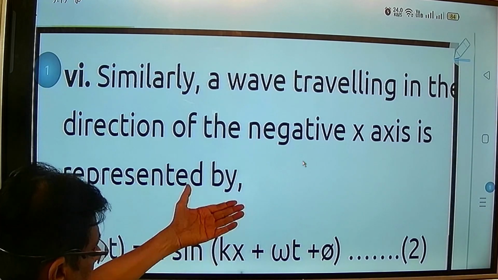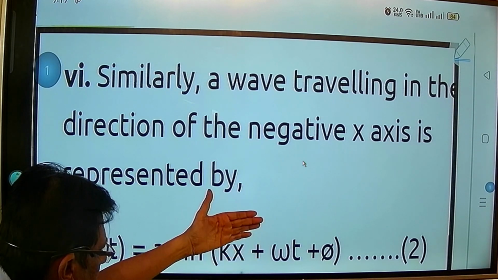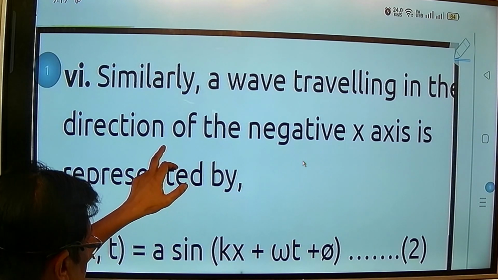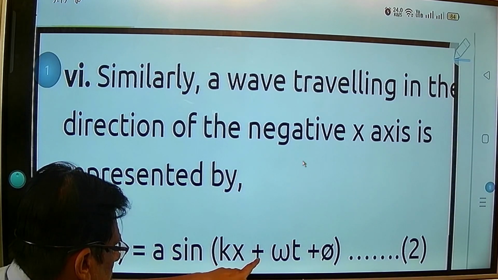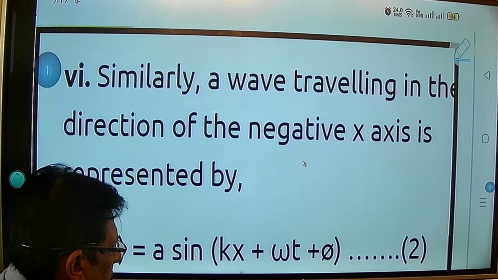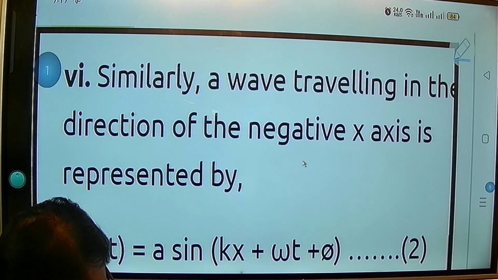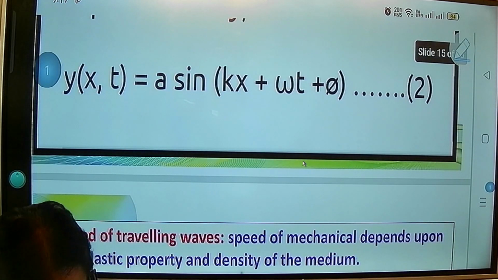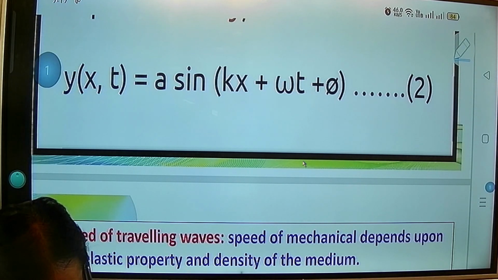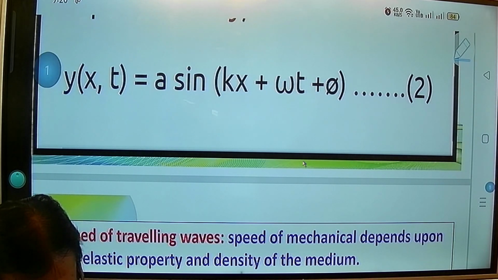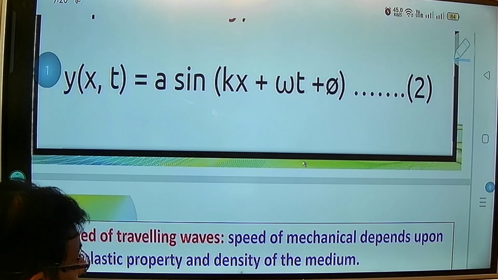In the earlier case it was minus omega t; in this condition minus is changed to plus, and therefore we get kx plus omega t plus phi. This is called the second equation. This tells us that the wave is traveling in the direction of the negative x-axis. Now the symbols have their usual meanings.